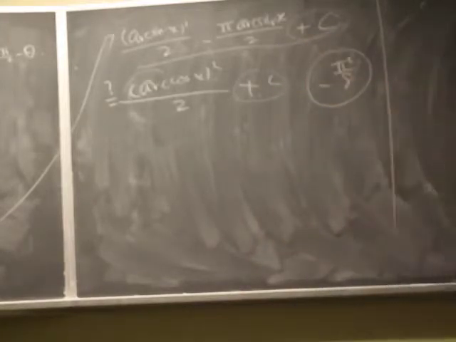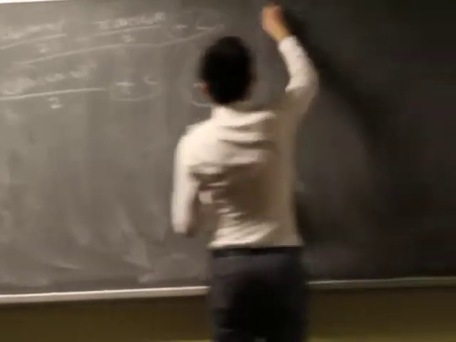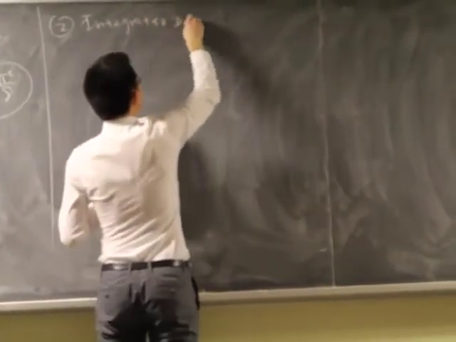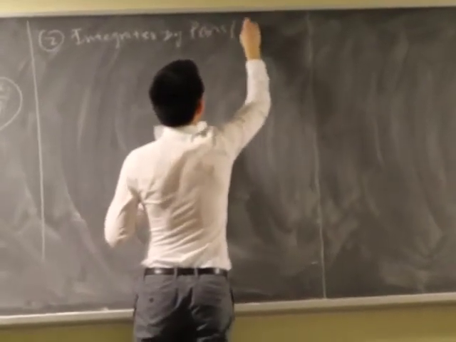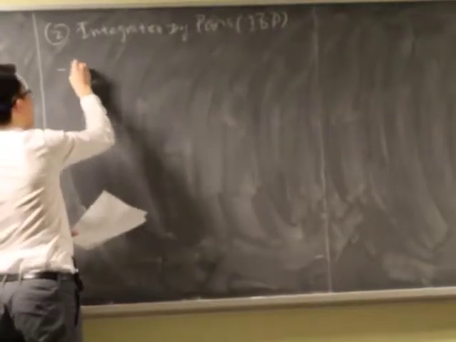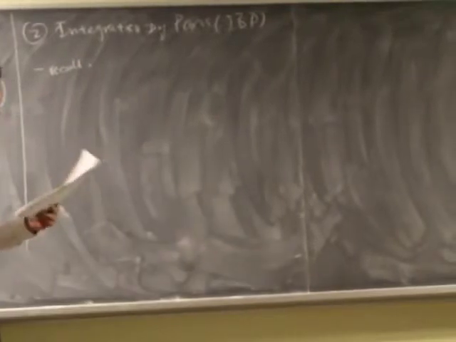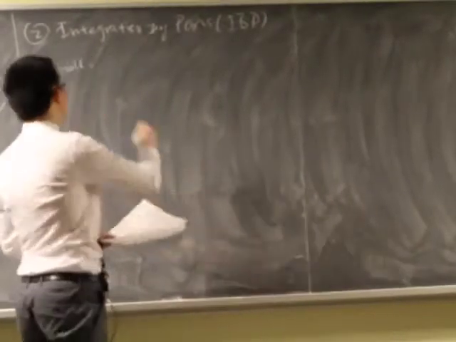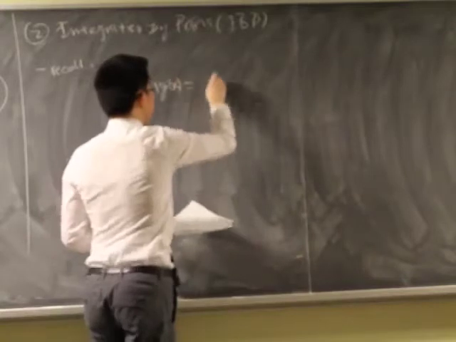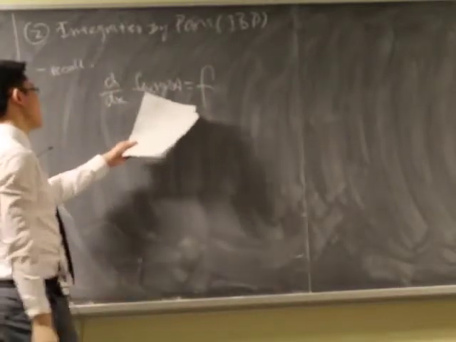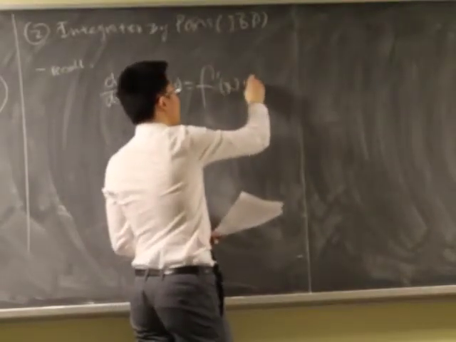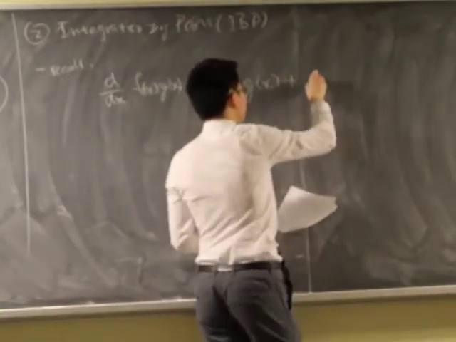All right. Integration by parts. So let's go back to Math 137 for a second again. So recall that the product rule of differentiation is the derivative of a product of f(x) and g(x) is equivalent to the sum of the derivative of the first times the second plus the derivative of the second times the first.